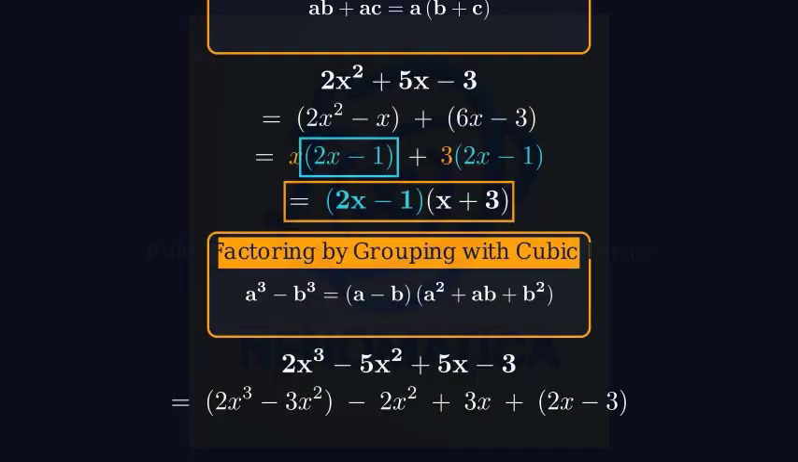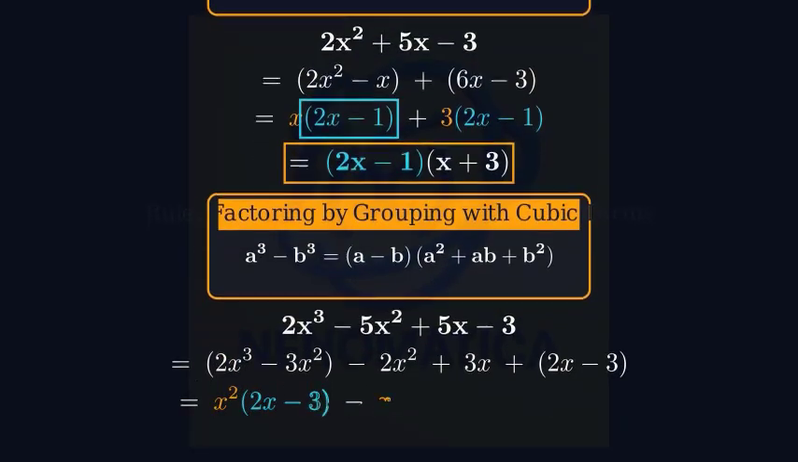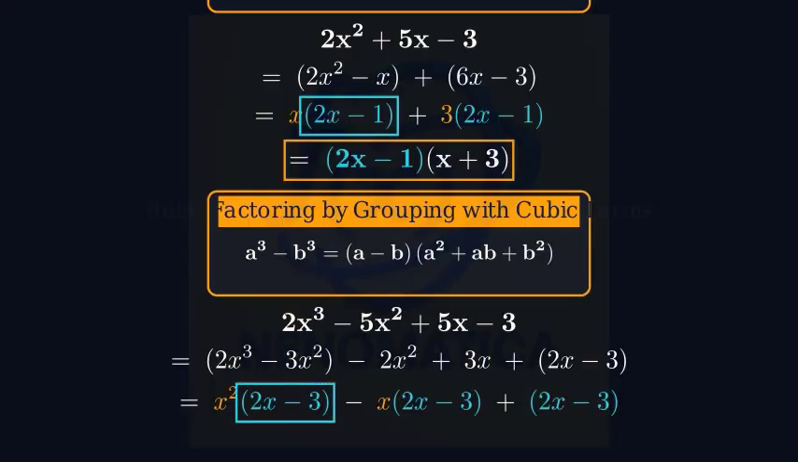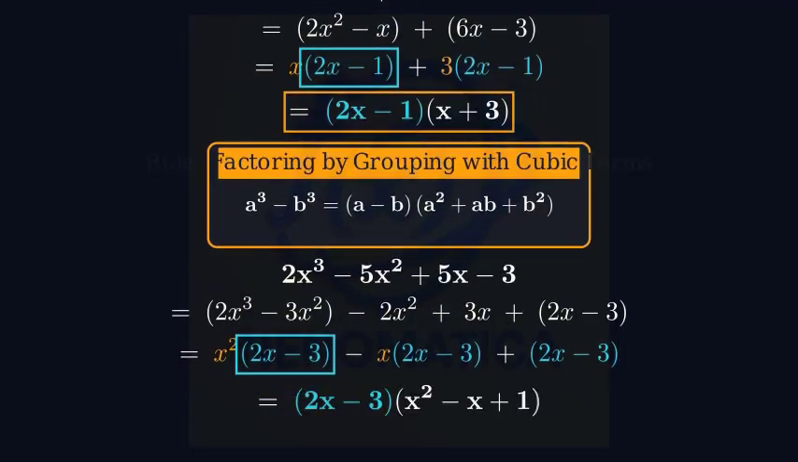(2x cubed minus 3x squared) minus 2x squared plus 3x plus (2x minus 3). Now factor each selected group: x squared times (2x minus 3) minus x times (2x minus 3) plus (2x minus 3). Again, the same binomial appears. Factor out the common binomial to get (2x minus 3) times (x squared minus x plus 1).